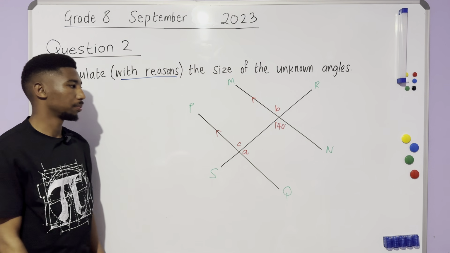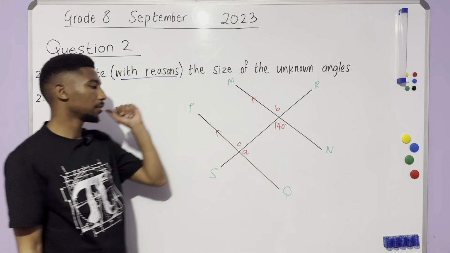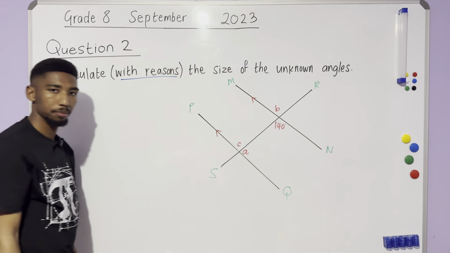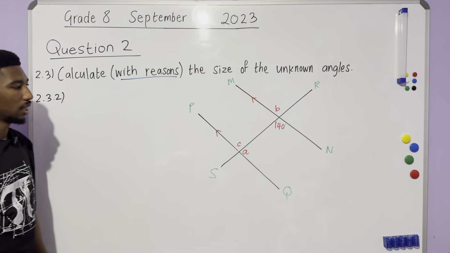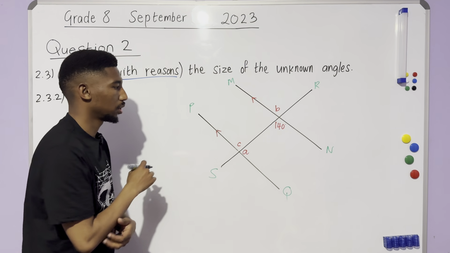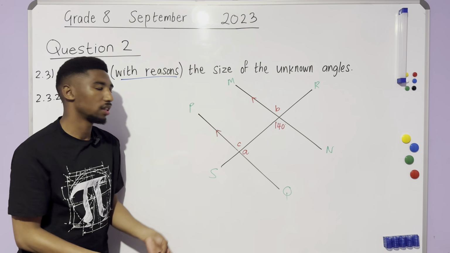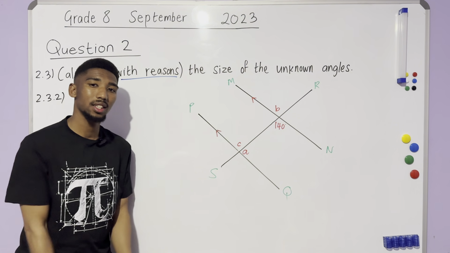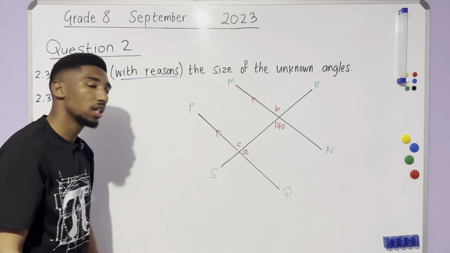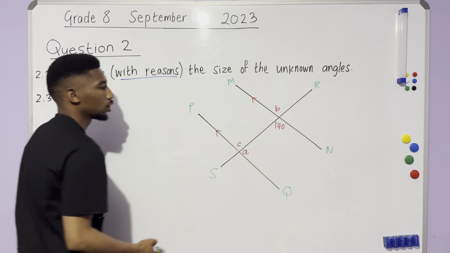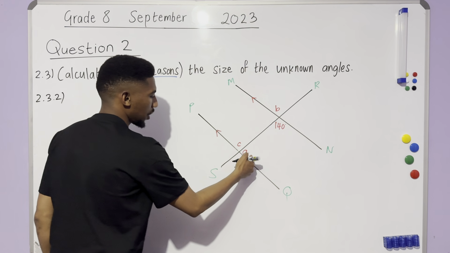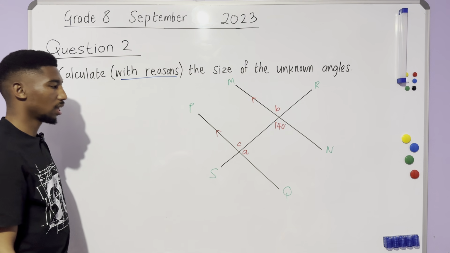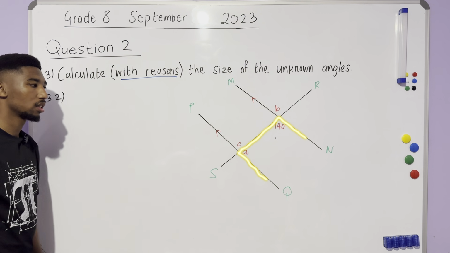In the next question, we have a diagram over there, and we need to find A, B, and C. For us to find the angle, we need to take an angle that we know and form corresponding, co-interior, vertically opposite, or alternating angles with the angle that we're trying to find. So let us start with A. We can see that 140 degrees and A are forming a co-interior.